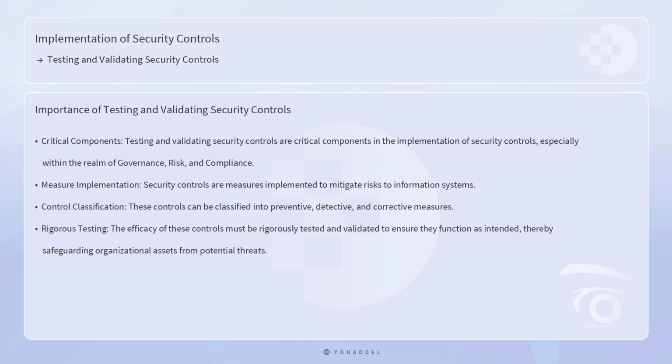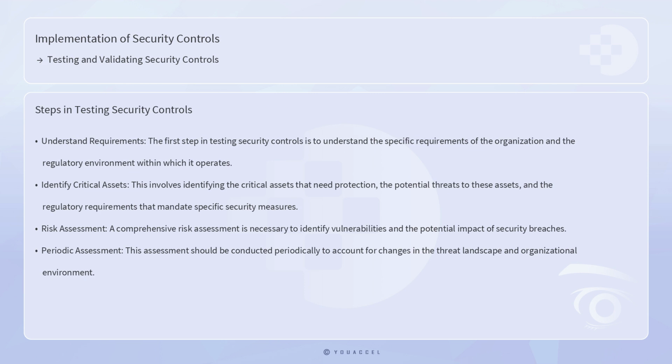Security controls are measures implemented to mitigate risks to information systems. These controls can be classified into preventive, detective, and corrective measures. The efficacy of these controls must be rigorously tested and validated to ensure they function as intended, thereby safeguarding organizational assets from potential threats.